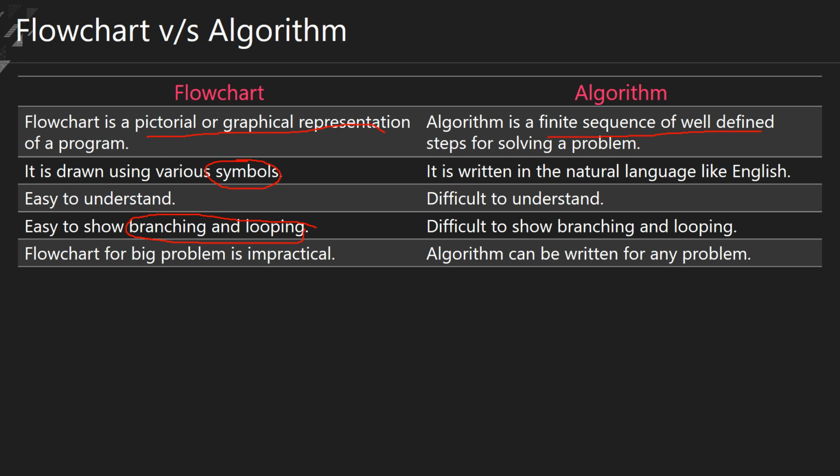Another difference is that a flowchart for a big problem is impractical. So a flowchart is very useful for smaller problems, not suitable for bigger problems. Whereas an algorithm can be written for any problem, even smaller and bigger problems. So these are the major differences between the flowchart and algorithm. Each one of them has its own advantages and a little limitation also.